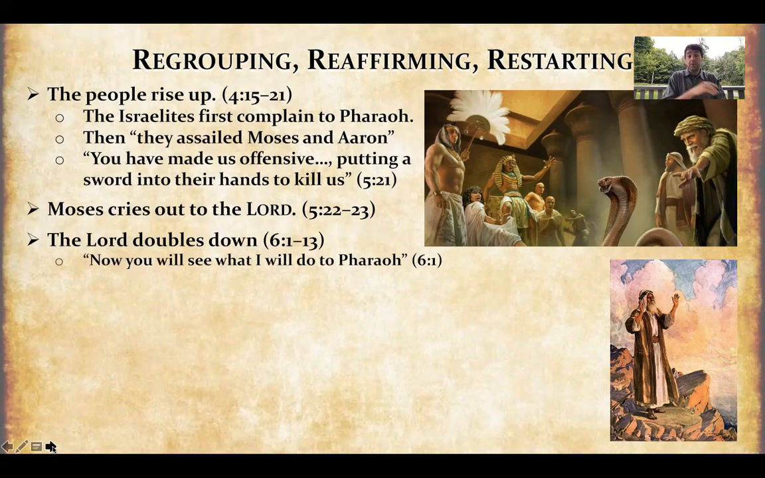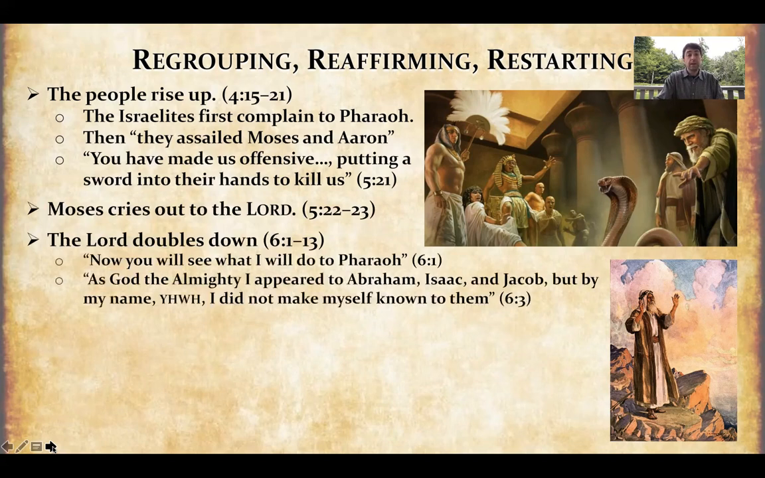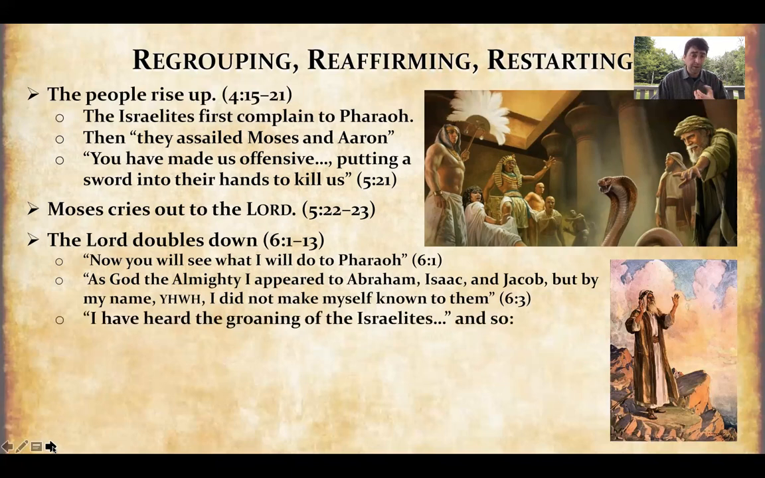And you will see what I will do to Pharaoh. And he has this interesting little phrase here. "As God the Almighty, I appeared to Abraham, Isaac, and Jacob, but by my name, I did not make myself known to them." So you know me in a way that even Abraham, Isaac, and Jacob did not. So don't worry. You've been chosen, and you've received this special gift of knowing my name. I'm not going to abandon you. So he's building Moses back up, giving him more confidence in order to restart.